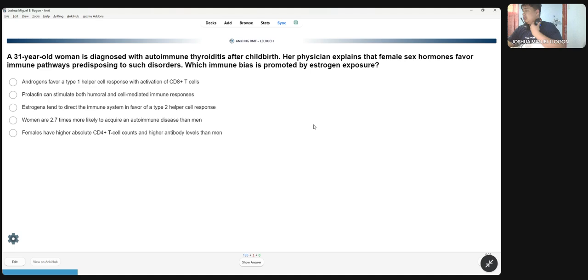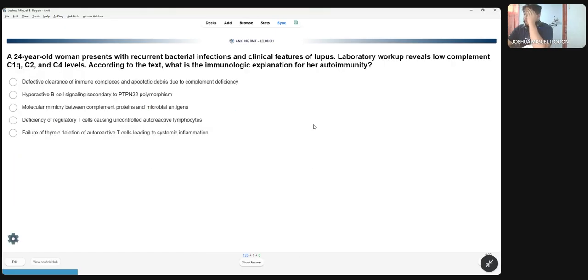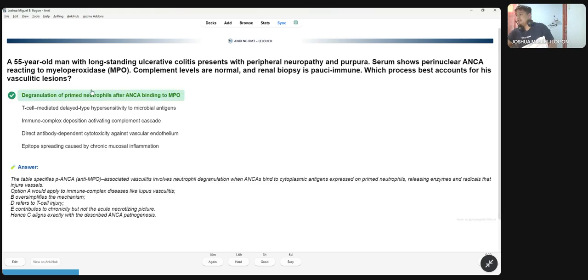Sex hormones favor immune pathways predisposing to such disorders. Has to be estrogen. It has to be. Right. Peripheral neuropathy and purpura, P-ANCA, reacting to myeloperoxidase. Biopsy is immune. This is degranulation of primed neutrophils. Yeah, it's too obvious, but why haven't I covered this actually?